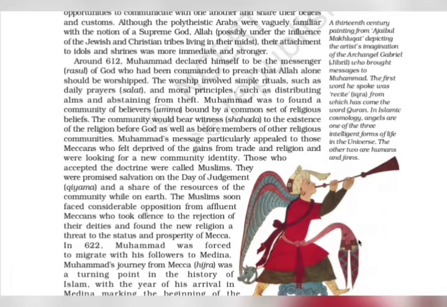A 13th century painting from Ajaibul Makhlukat, depicting the artist's imagination of the Archangel Gabriel, Jibril, who brought messages to Muhammad. The first word he spoke was recite, Iqra, from which has come the word Quran. In Islamic cosmology, angels are one of the three intelligent forms of life in the universe. The other two are humans and jinns.